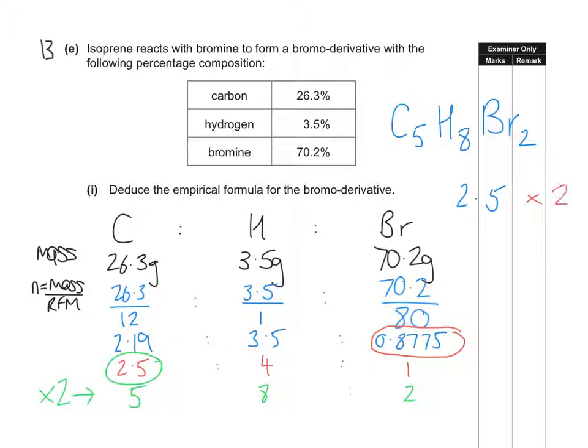So for example, in this case we ended up with 2.5, so you would times by 2. If you ended up with something like 2.33, you would need to multiply by 3, and that would get into a whole number. Or similarly, if you got something like 2.666, again, times it by 3, because that's essentially saying it was 2 2/3. So multiplying it by 3 will get it into whole numbers.